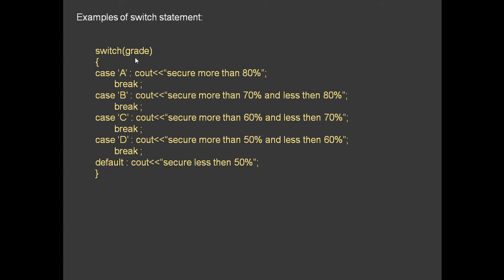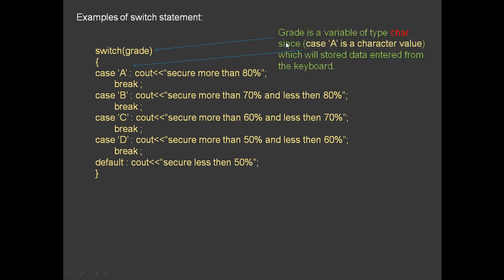But if you entered E, then it will be compared with all these cases one after the other. Since none of these cases match, the default option will be executed, that is cout secure less than 50%. So here grade is a variable of type character.